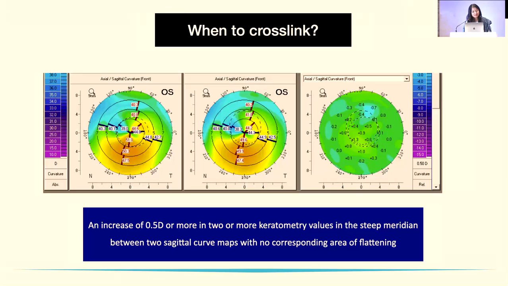One should cross-link in a progressive cone. If there is an increase of 0.5 diopters or more in 2 or more keratometry values in the steep meridian between two curvature maps that you are seeing in consecutive visits, but there is no corresponding area of flattening, that means the cone is progressing. Another criterion which is commonly followed is you look at the maximum keratometry value, and if it has increased by more than 0.5 diopters over 6 months, then you can go ahead with cross-linking.